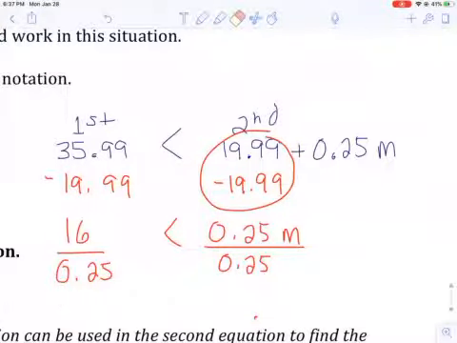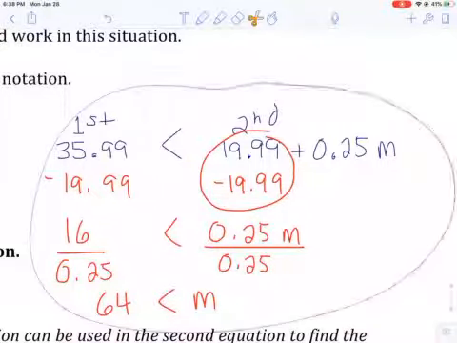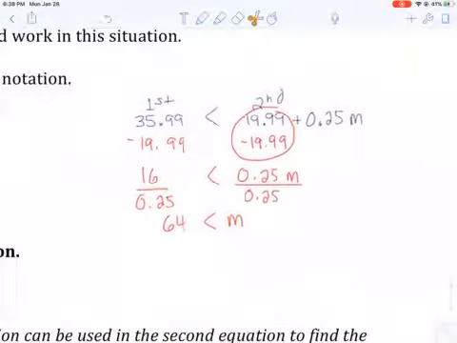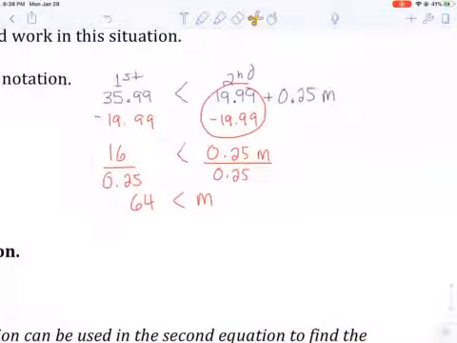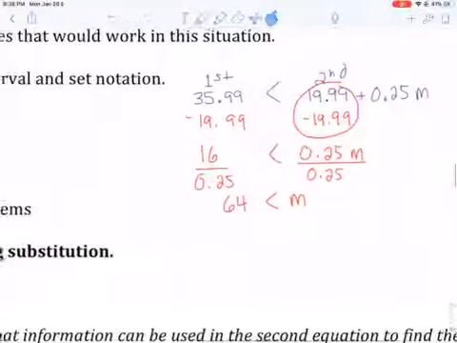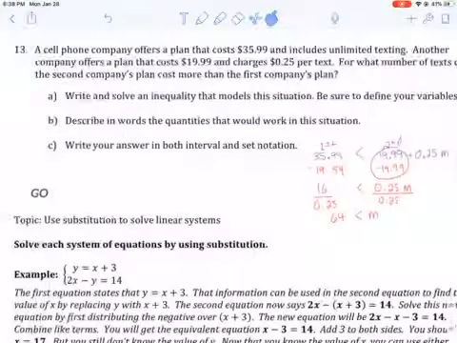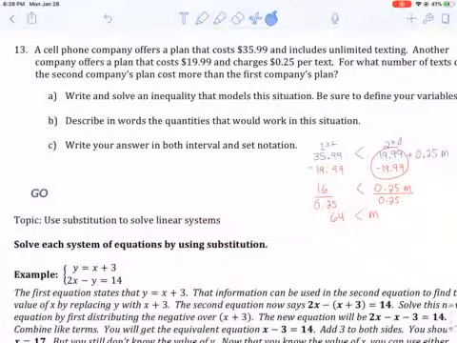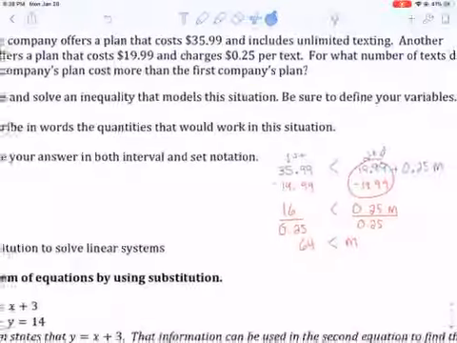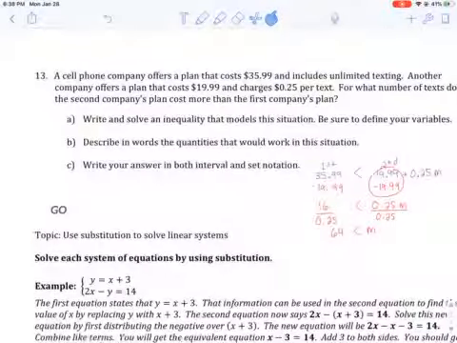And my math is correct, and I know I'm good. It'll be 64. So what this is telling me is I would have to make more than 64 texts in order for the second plan to be more expensive. In today's day and age, that means you're looking at about 2 texts per day. I don't know about you, but I send more than 2 texts per day, so I would probably go with that unlimited plan myself.